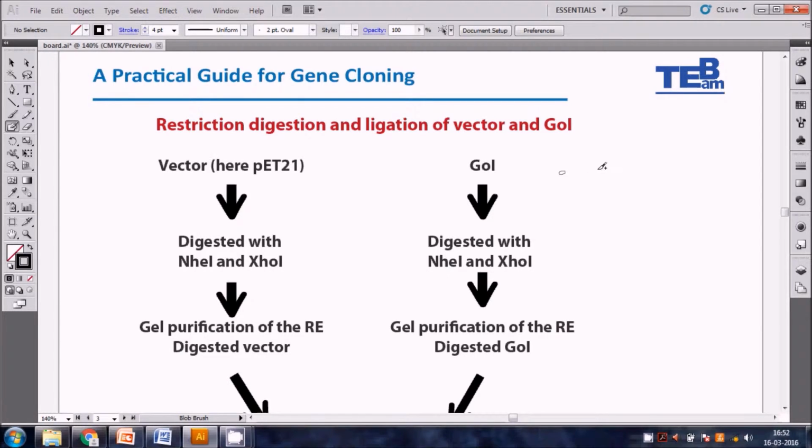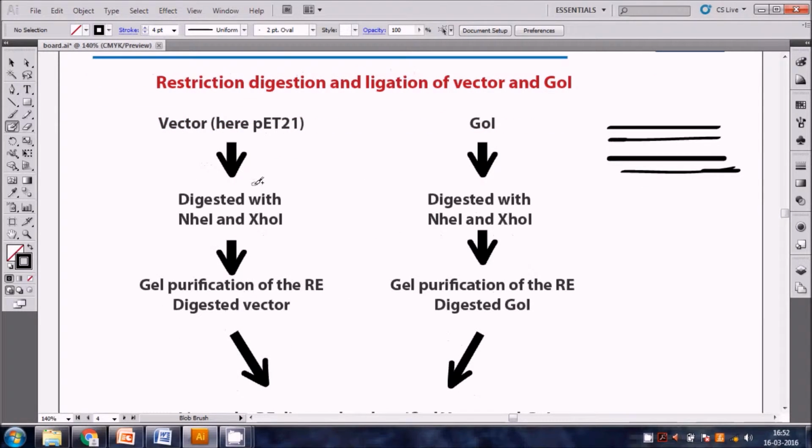So for example, this is your vector DNA, and after restriction enzyme digestion it will look something like this. These are the flanking regions on both sides, and the same applies for the gene DNA. And then you will again do the gel purification.